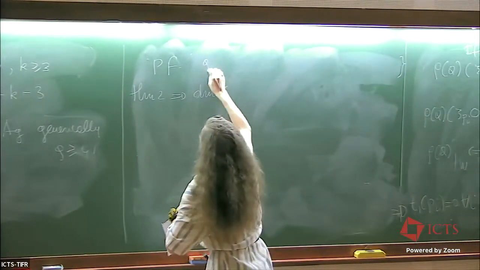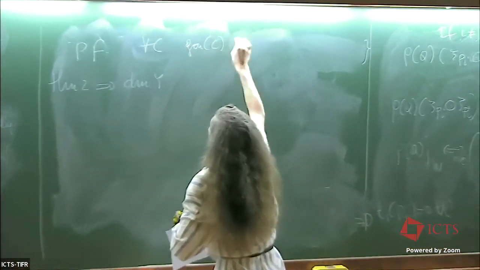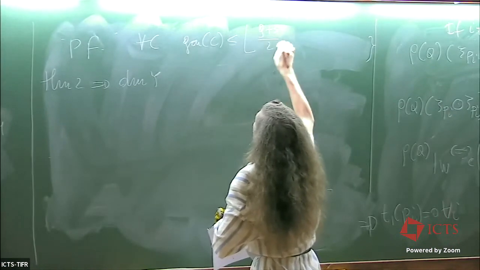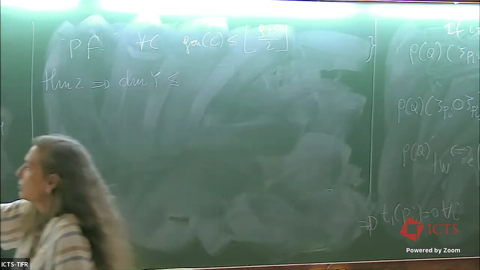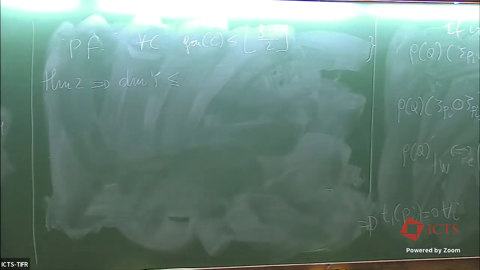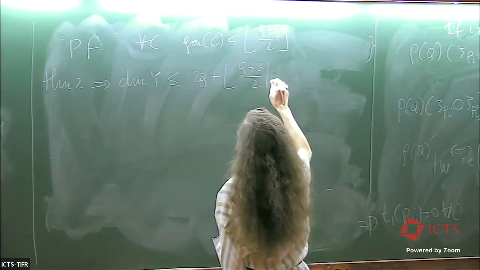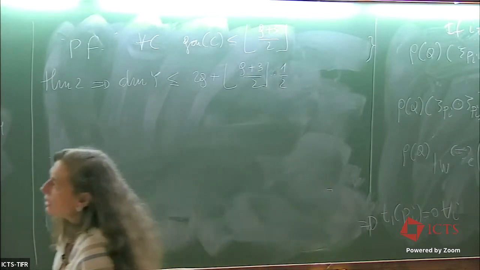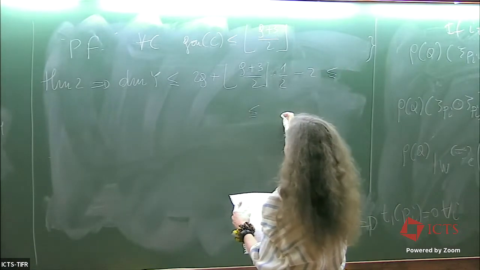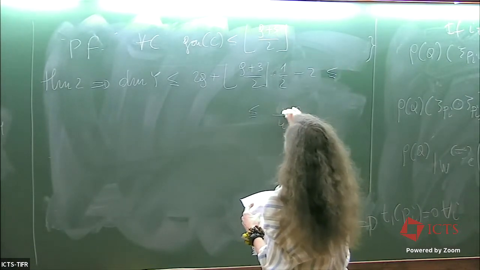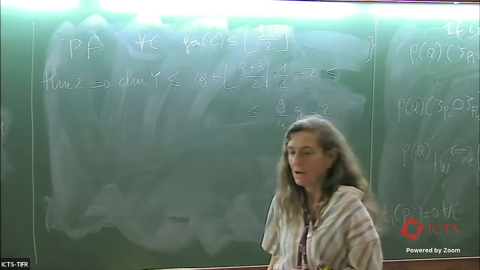Because for any curve, the gonality of C, as I said, is less than or equal to this, then the dimension of Y by theorem two is less than or equal to 2G plus something minus two, and this is sort of equal to what I said, 9/4 G minus two. So this is the end of the proof.